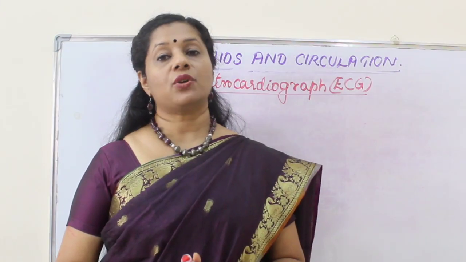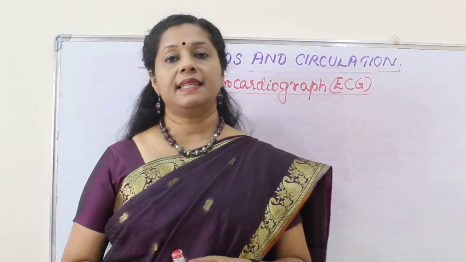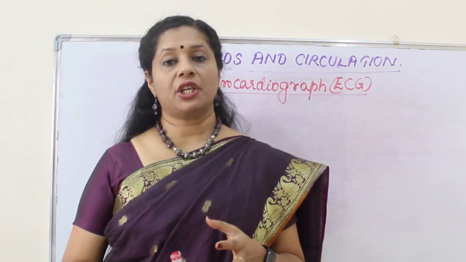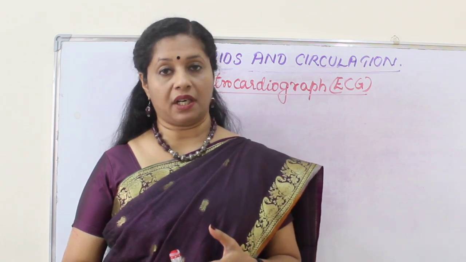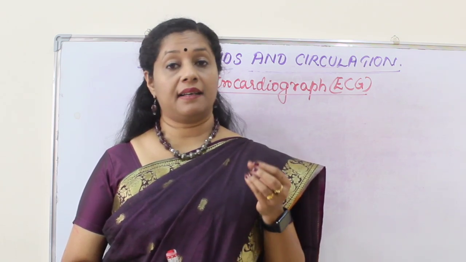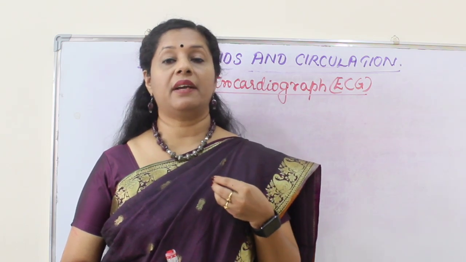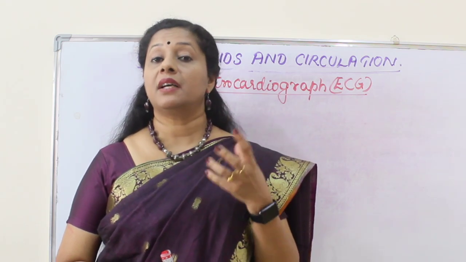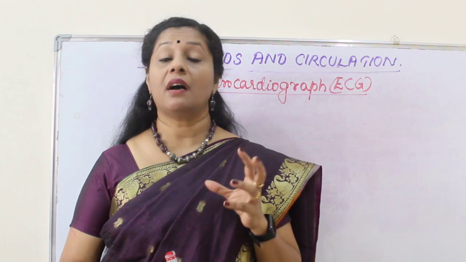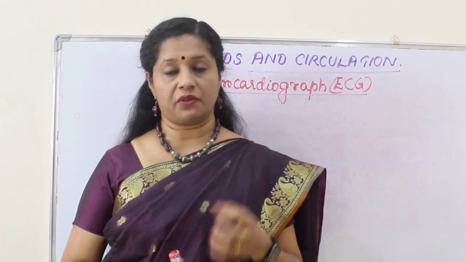Now let's see electrocardiograph or ECG. ECG is a graphical representation of the electrical activities of the heart. We know that SAN is producing some kind of electrical voltage which will pass through the AVN and it will help in the contraction and relaxation of the heart muscles or the chambers of the heart.